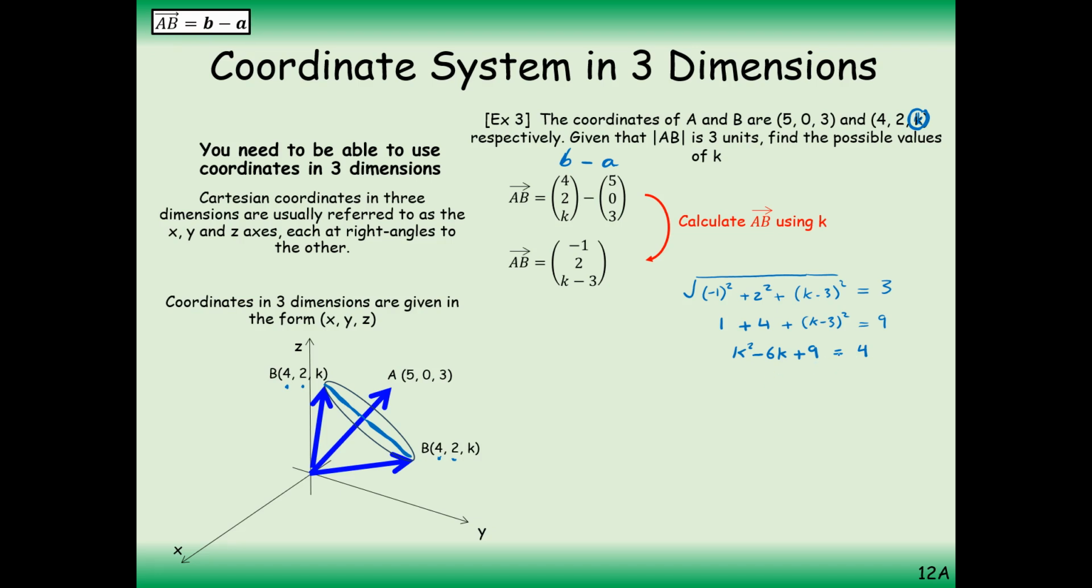Then we can bring that 4 to one side and actually have this as a quadratic that's equal to 0. Therefore, now we have 9 minus 4, which is 5. This is easily factorizable. We can see that one of the factors is k minus 5 and the other factor is k minus 1. Now we know that the possible values of k are either 5 or 1. Okay, so let's look at the next example.